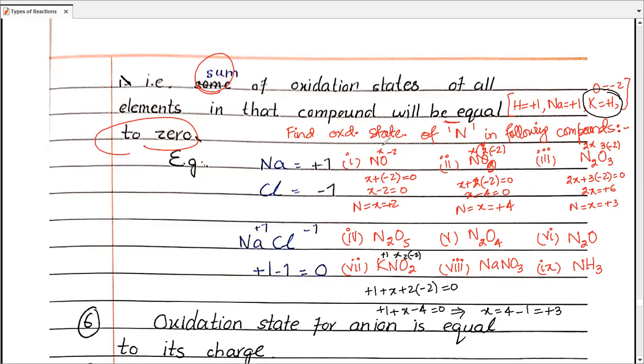So let me give you a quick revision. This one is +2, +4, +3, +5, +4, +1, +3, +5, and then -3. Can you see how many different states a single nonmetal, nitrogen, can show with just a couple of metals and nonmetals in different types of bonding, right? Yes. It can give you a very good idea how that works.